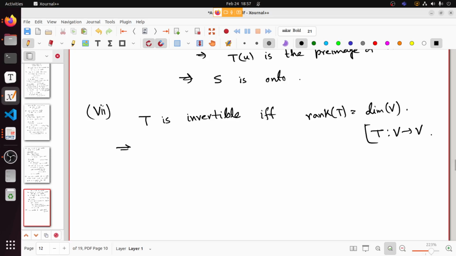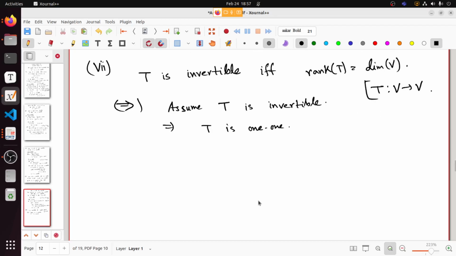First check this side. Assume T is invertible. You are proving this side. Assume T is invertible, which implies T is 1-1, right? And in the last class we have proved that T is 1-1 if and only if the nullity of T, meaning the dimension of the null space, is 0. So nullity of T is 0.